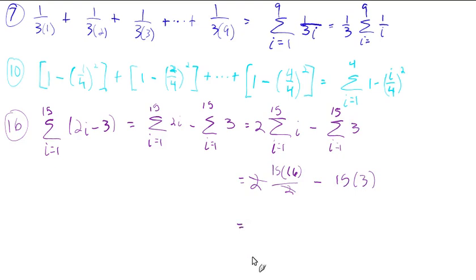So we take 15 times 3 and subtract it from whatever we get here. So 15 times 16, I'm going to grab the old TI-83, 240, minus 45, that's 240 minus 45 is going to be 195. There you go, using a fairly simple example here, pulling out the constant multiple of 2, using that formula for the sum from 1 to n of I, and from 1 to n of just a constant, so we multiply that constant by n. Right.